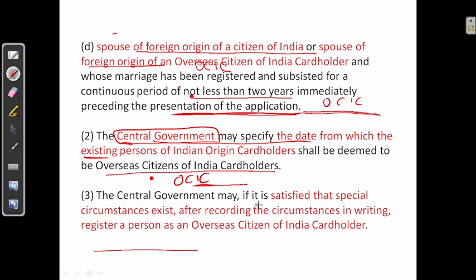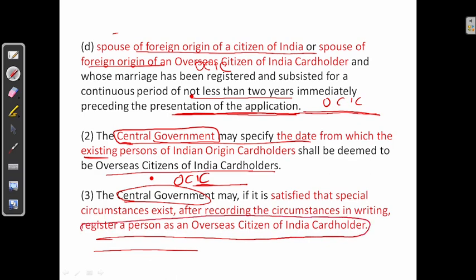Next, the central government may, if it is satisfied that special circumstances exist, after recording the circumstances in writing, register a person as an Overseas Citizen of India. The central government has the power to register a person as an OCIC on special circumstances if it is satisfied. Okay.